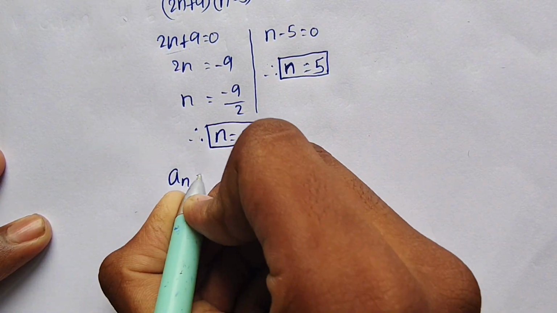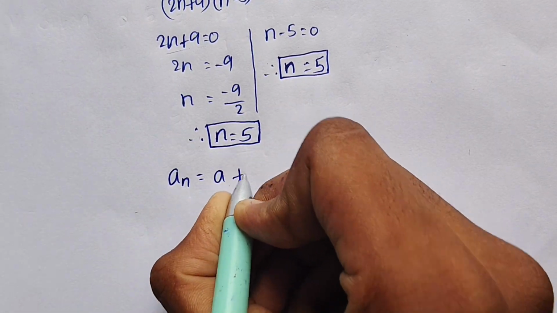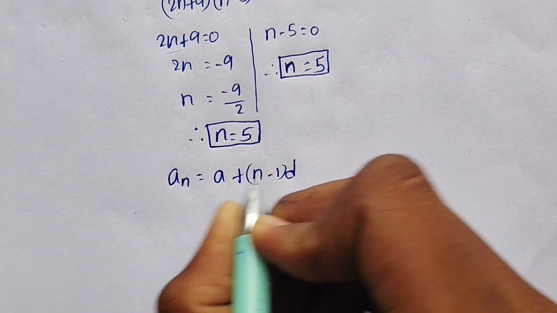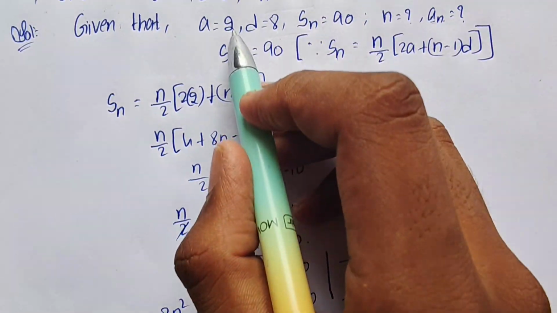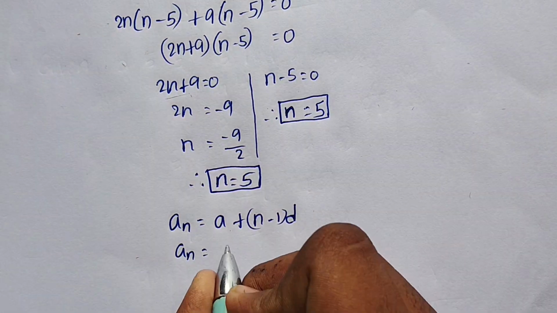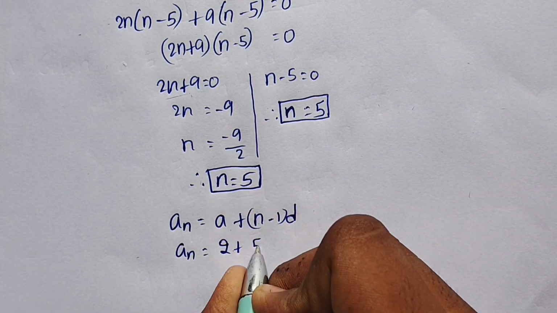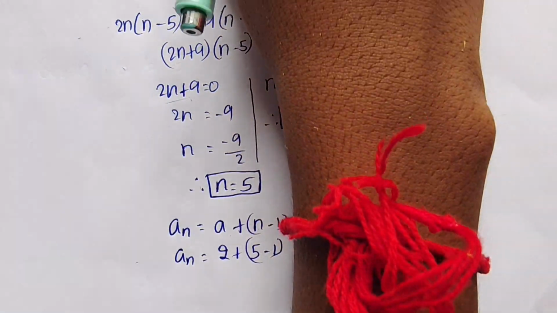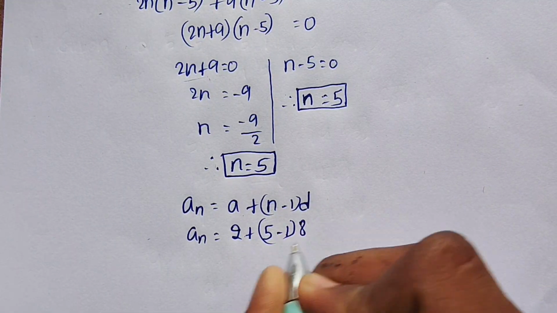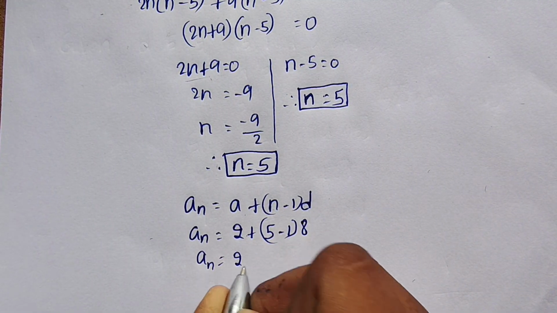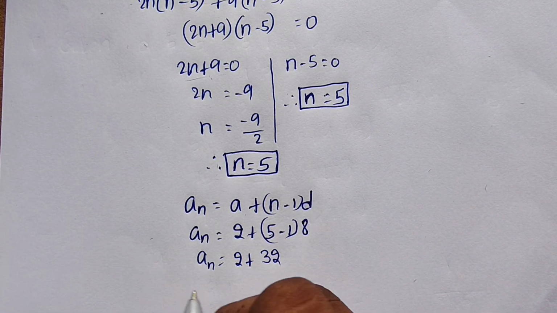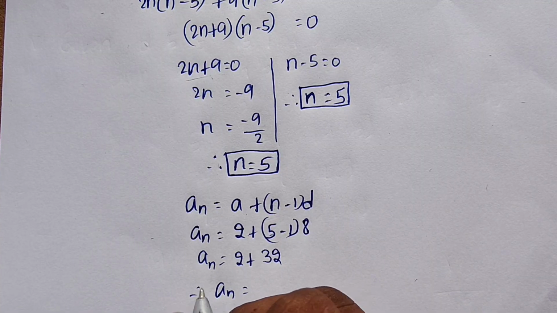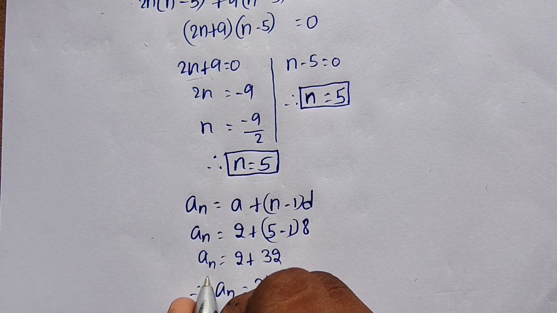a_n. We know the formula of a_n is a plus (n minus 1) into d. So let us find the value of a_n. The value of a is 2 plus (the value of n is 5 minus 1) into the value of d, which is 8. So a_n equals 2 plus 5 minus 1, which is 4, into 8, that is 32. So therefore we got the value of a_n, the nth term of the AP, is 34.